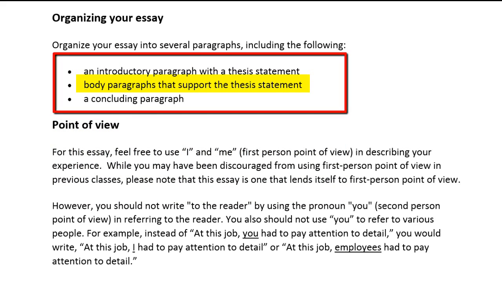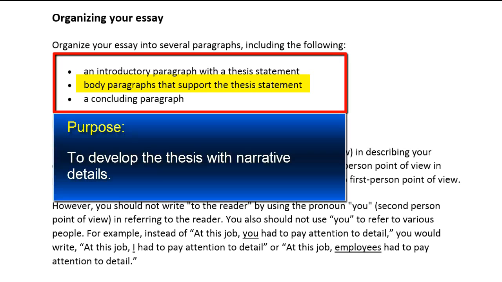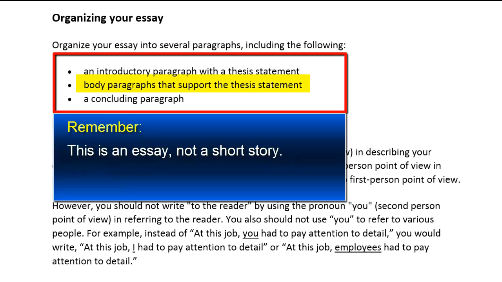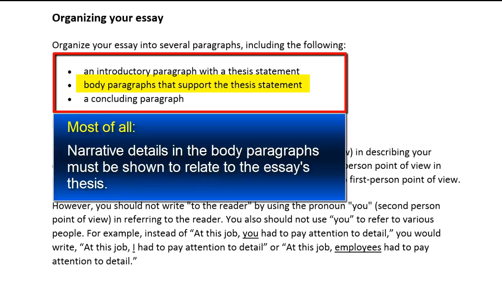Now to the body of the essay. Its purpose, like the body of any essay, is to develop the thesis. Since this is a narrative essay, you will be using narrative details to develop the thesis in your body paragraphs. Again, remember, this is an essay, not a short story. Therefore, the paragraphs must be in a logical order of some type, such as chronological order or order of importance. Most of all, as you present narrative details in the body paragraphs, be sure to make clear how those details relate to the essay's thesis, as we will see demonstrated in the model essay.